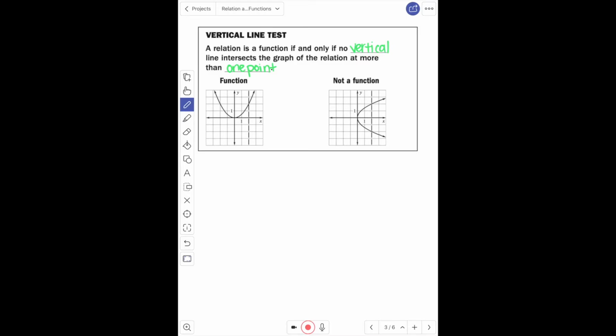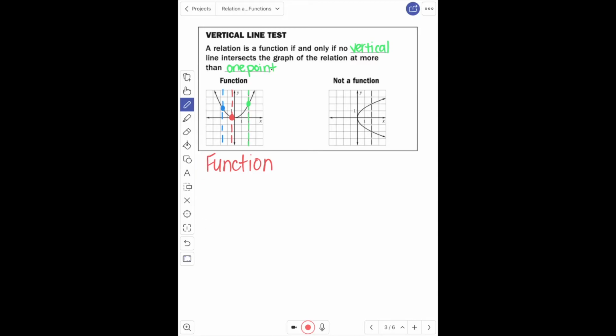So you see they kind of drew a line here. It intersects at that one point. I could draw another line. It intersects at one point. It doesn't matter where I draw my vertical line, anywhere on that graph, it is only going to hit it at one point. So therefore, this is a function. Why is it a function? Because there's only going to be one x value to hit that graph every time.